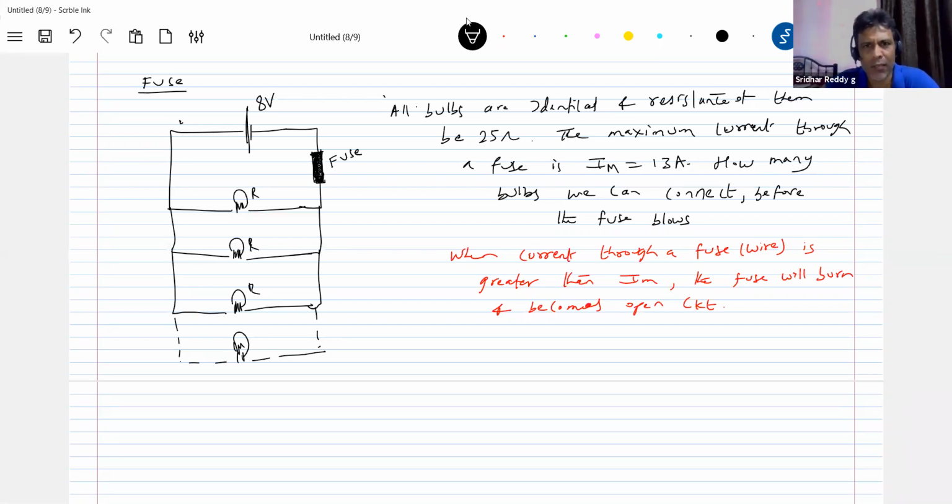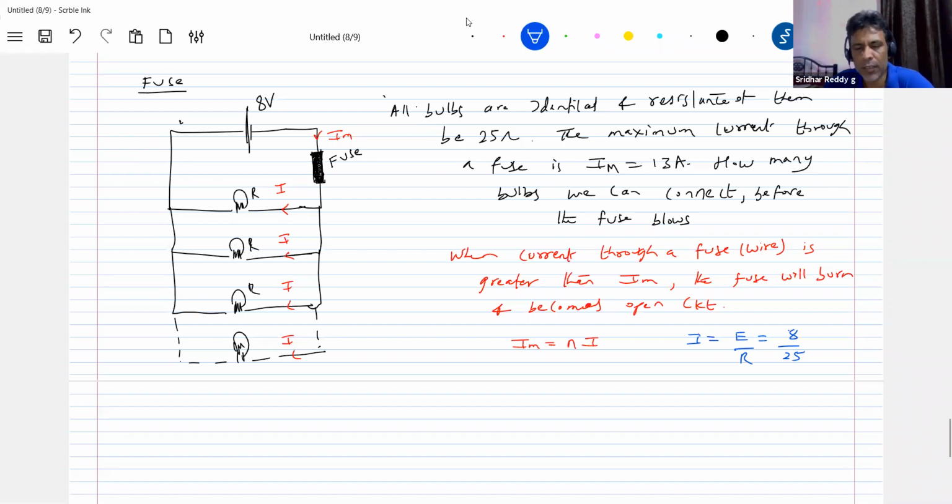So let's do one thing. We'll calculate the current, nothing big. The current through each bulb should be the same. So the total current through the fuse, let me write IM. IM should be equal to N I. What is I? It's connected in parallel across a cell, so I is equal to E by R. What is E? 8 volt. R is 25.